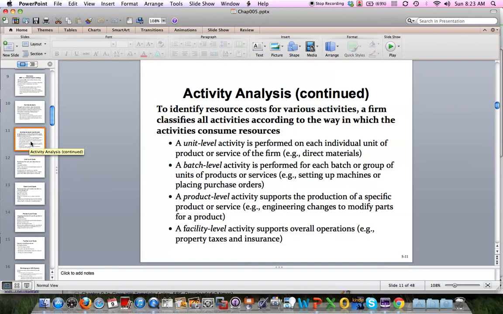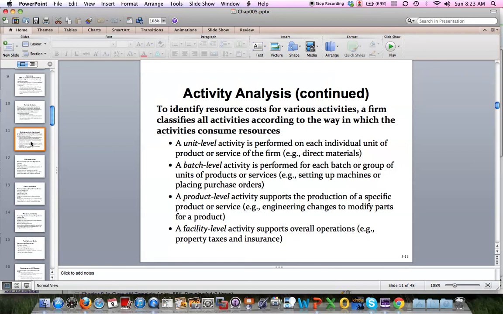And so once we have some of those answers in front of us, we then classify those answers, which are all the different activities that our people are performing, and we classify them in a way in which the activities consume resources. Okay, so now we've got all these activities we're going to organize into four categories, and the four categories are just right in the middle of page 136. Unit level is performed in each individual unit of product or service of the firm. Okay, so direct materials used to manufacture something. Batch level is performed for each batch or group of units or products or services. Okay, setting up all of our machinery to run a batch of production. Placing purchase orders to get a purchase of raw materials in the door.